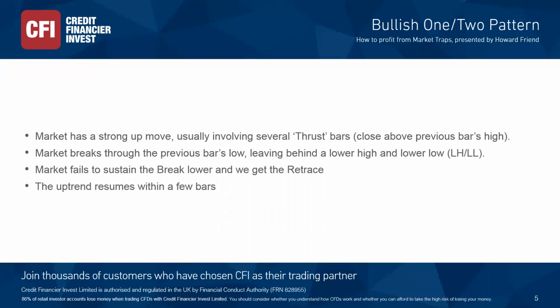So the market, number one, breaks through the previous bar's low and also leaves behind a lower high. Once we've got that set up and the market fails to sustain this break lower, then we start to get the retrace, the break to the downside, the retrace to the upside. Then we're looking for the uptrend to resume within a few bars.